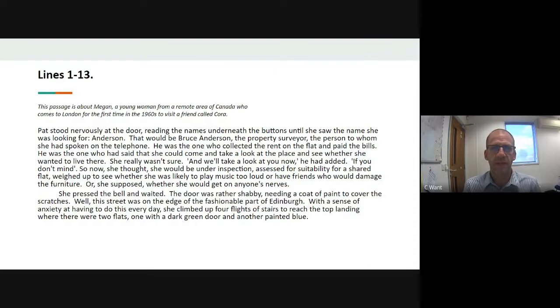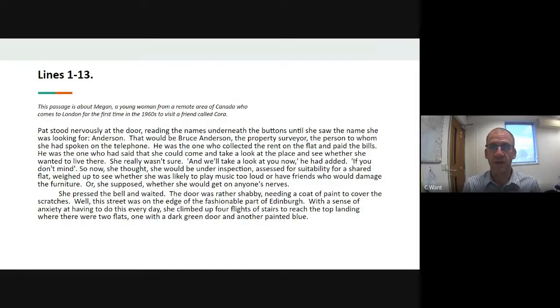Okay, maybe. Starting to realise, she might feel a bit nervous about that, but not really. "He was the one who had said that she could come and take a look at the place and see whether she wanted to live there." She wasn't really sure. And that might be the first bit of evidence that you take out. She really wasn't sure. That's why she feels nervous, because she doesn't know if she wants the place. So your answer would simply be, wasn't really sure if she wanted to live there.